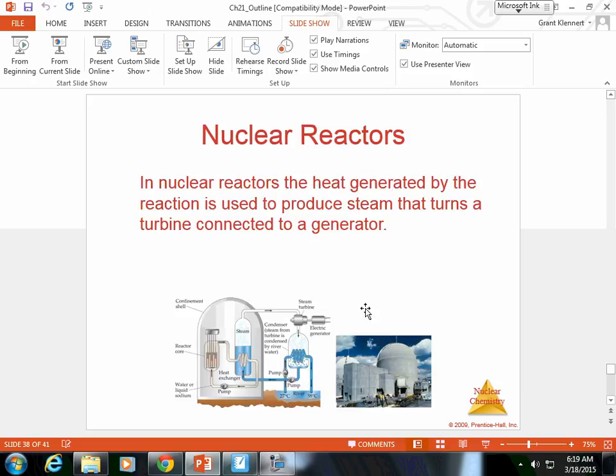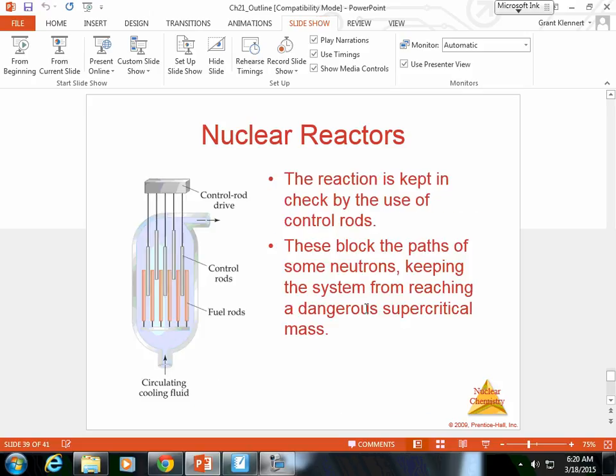This process is used when we have nuclear energy here in Minnesota and all over the world, such as in Red Wing or Monticello, over the United States, and Three Mile Island. Since nuclear reactors produce so much energy, a large amount of heat is generated by this reaction. That heat produces steam that turns a turbine connected to a generator. That turbine produces electricity. This reaction is kept in check by the use of control rods. These block the paths of some neutrons, keeping the system from reaching a dangerous supercritical mass.